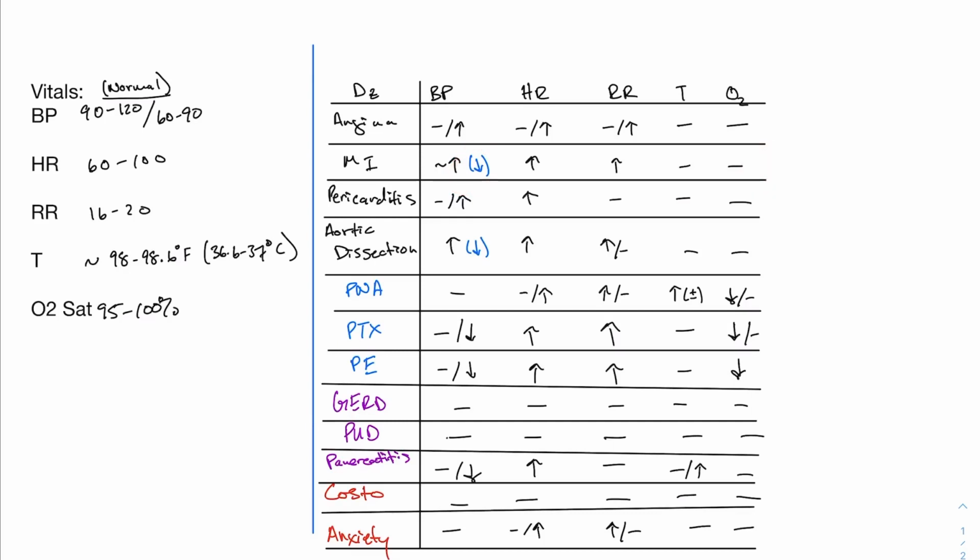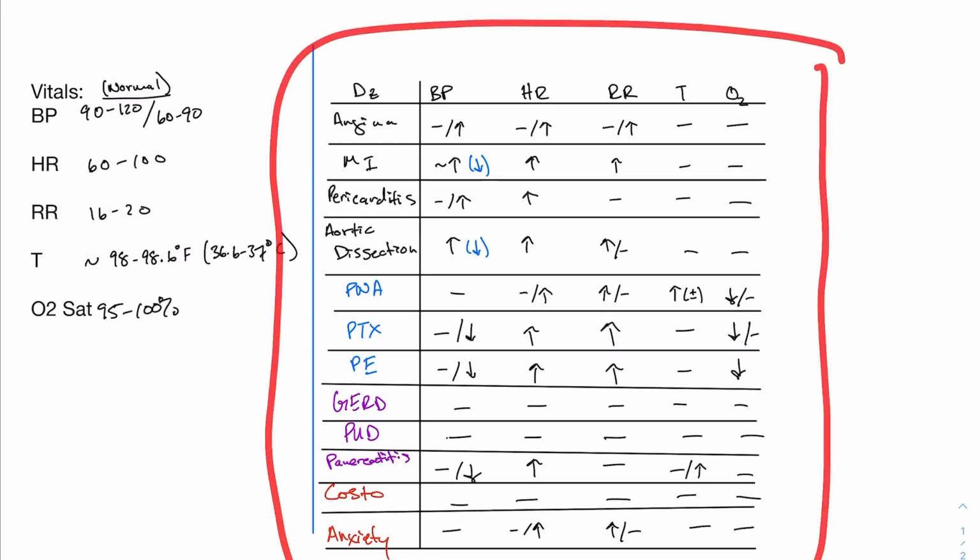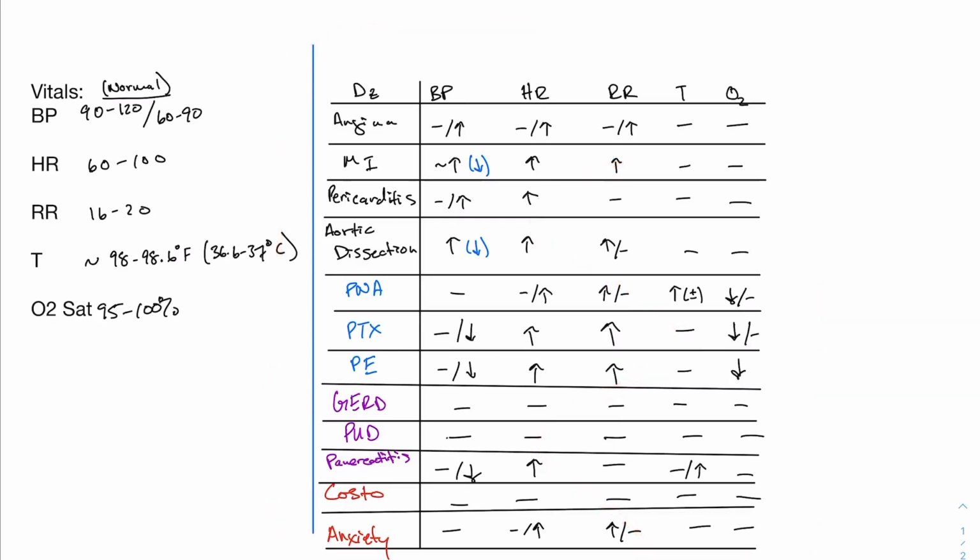So think about the reason why each of these things are the way they are. Try not to memorize it. You don't have to memorize it for a class. Just try to understand as best you can why it is that each of these disease processes gives you these vitals. If you have any questions, let me know.